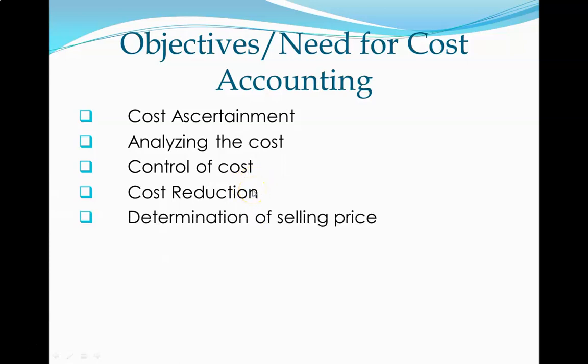The next objective is determination of selling price. The price of a product consists of total cost and the profit margin required. Cost accounting can provide detailed information on this, as well as in terms of fixed cost and variable cost. So, selling price determination becomes very easy with the help of cost accounting.